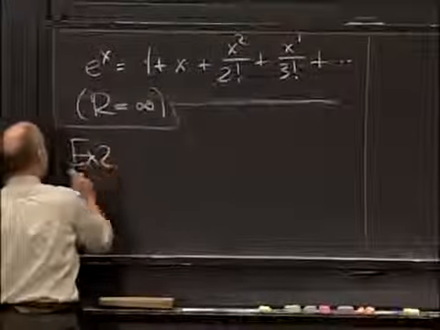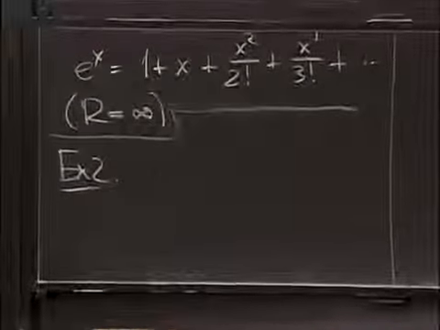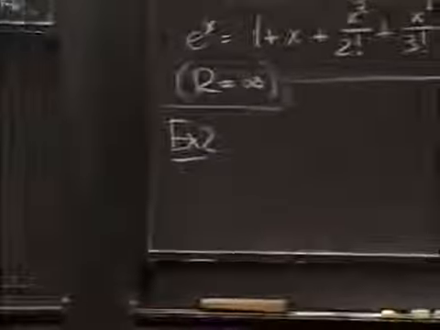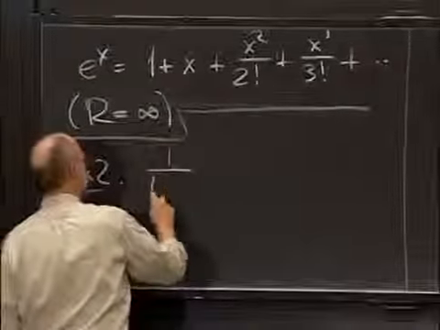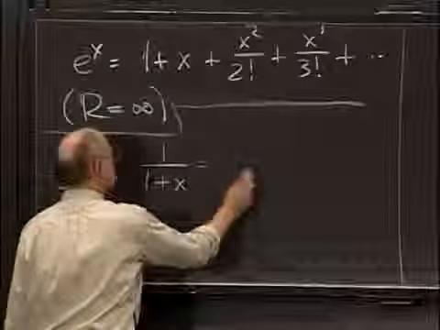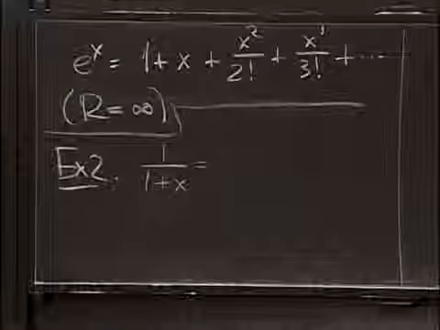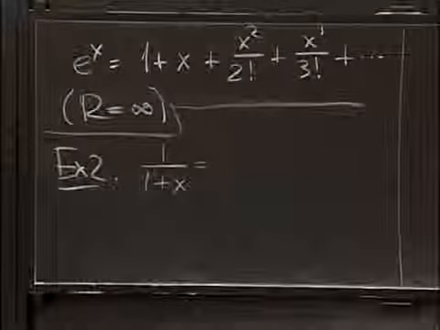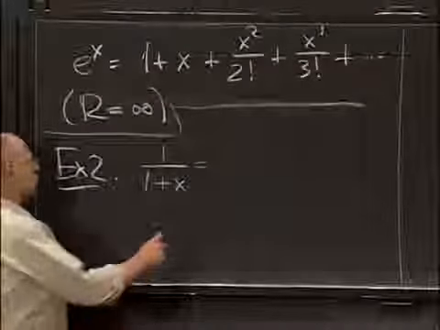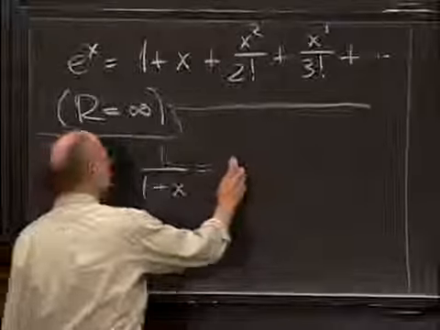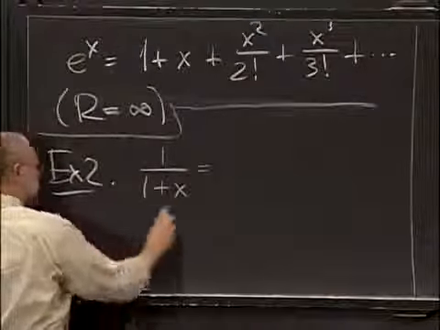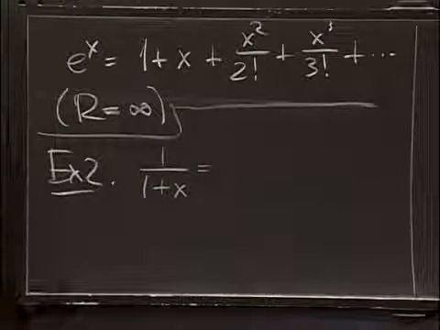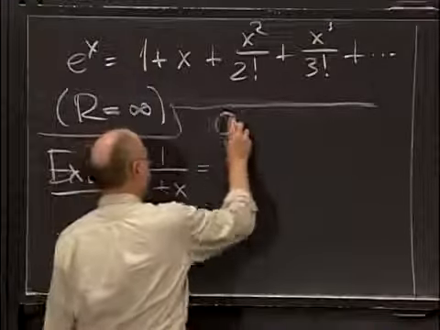Let's do another example. Here's another example. I guess this was example 1. So this example, I think, was due to Newton, not Euler. Let's find the power series expansion of this function, 1 over 1 plus x. Well, I think that somewhere along the line, you learned about the geometric series, which tells you what the answer to this is, and I'll just write it out.